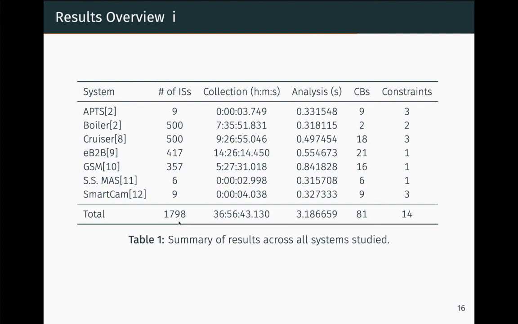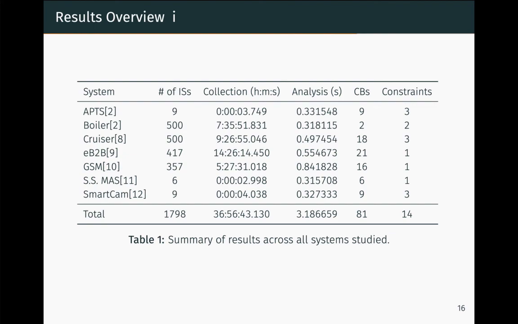Across all 7 case studies, we collected just shy of 1,800 implied scenarios. To collect all these scenarios, we demanded nearly 37 hours just collecting them. After this collection time, applying all the automated process of our methodology, so detecting the common behaviors, applying the Smith-Waterman algorithm, and producing all files that can guide the user, across the 7 case studies took 3 seconds. So it's a very small overhead when we compare it with the 37 hours that we spent collecting implied scenarios.